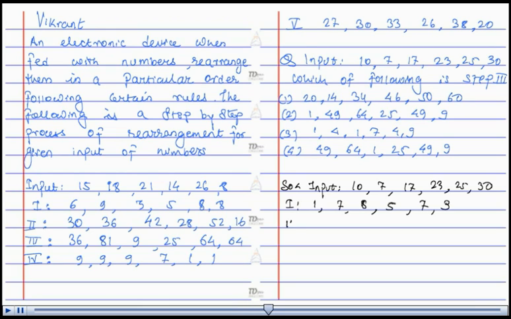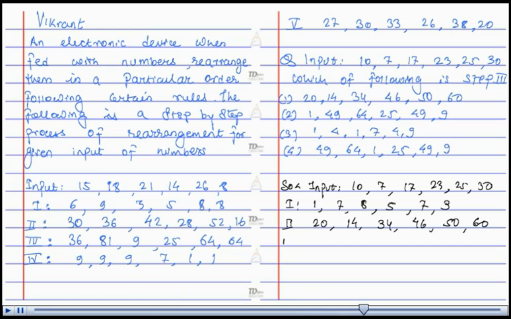In step 2, it is 2 times the input, that is 10 into 2 is 20, 7 into 2 is 14, 17 into 2 is 34, 23 into 2 is 46, 25 into 2 is 50, and 30 into 2 is 60.